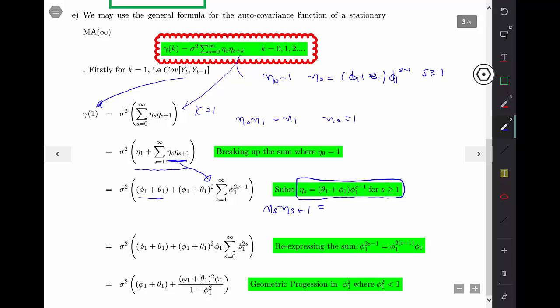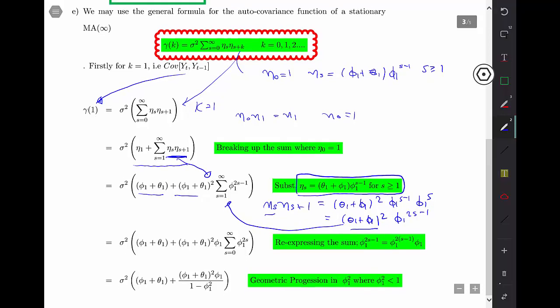Well, just plug it in. We're going to get (φ1 + θ1) squared. We're going to get φ1^(s-1), and for ψ(s+1) we're going to get φ1^s. So we get (φ1 + θ1) squared times φ1^(2s-1). Okay, so we just plug that in to here and take the squared part outside, because it's not a function of s.